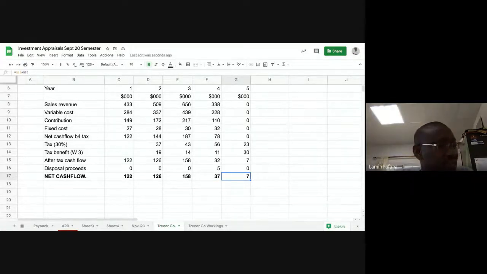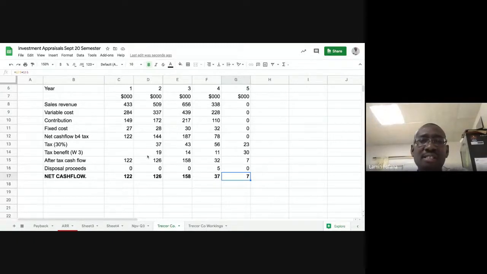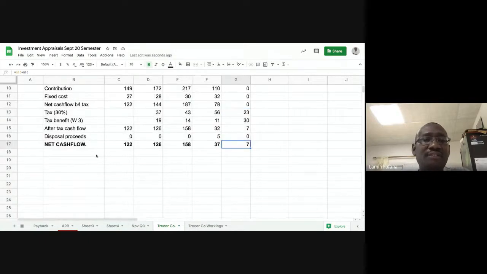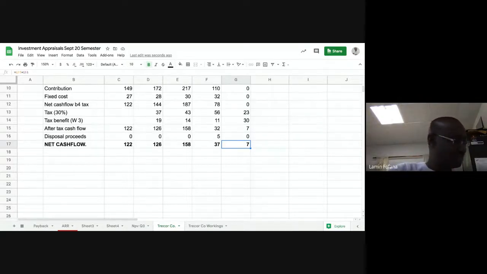Is that clear? Now these cash flows have not yet been discounted, so we need to discount them. How do we discount them? We find the discount factor of each of them and we multiply by them to give us our present value. But now the problem is, how are we going to calculate our discount factor? If you go to the question, it tells you.